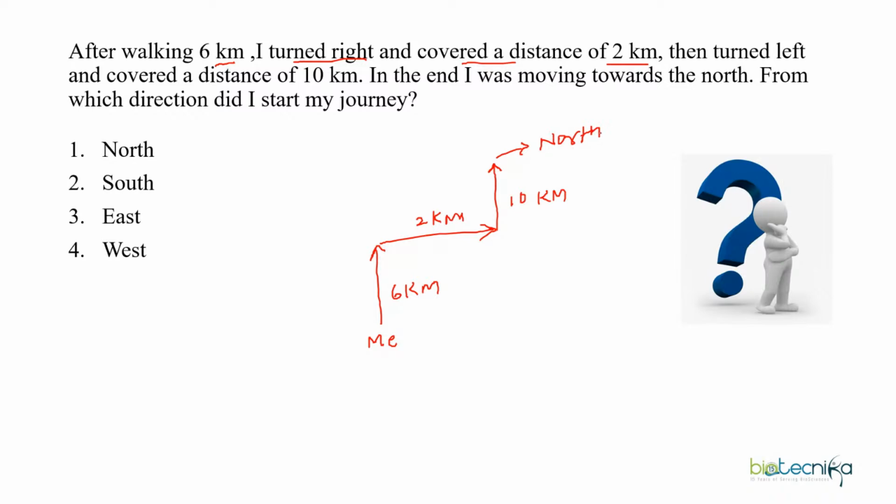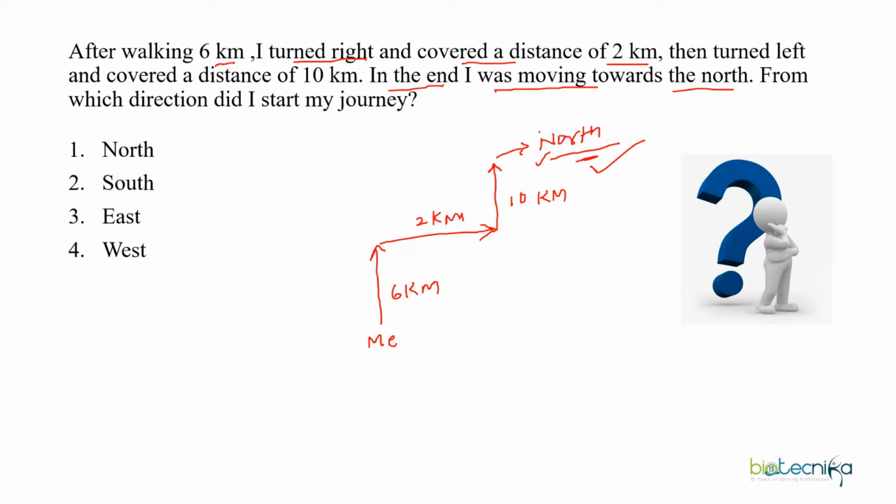So from the diagram, it is clear that right now I am in the north direction. Even if you don't read the question properly till the end, from the diagram you will be able to understand what the question is trying to tell you. From the diagram, I know that I am towards north right now. If I read the second part of the question, it says, in the end, I was moving towards the north. Yes, from the diagram, I am towards north. That means the diagram is correct.